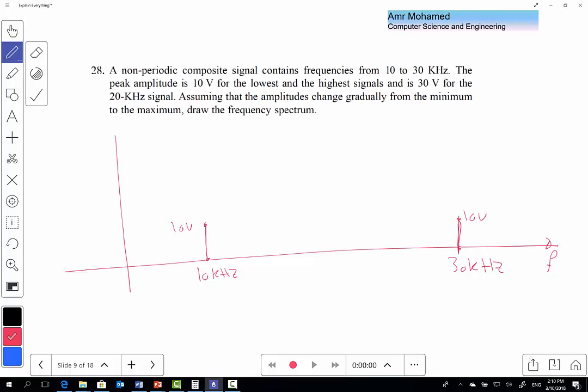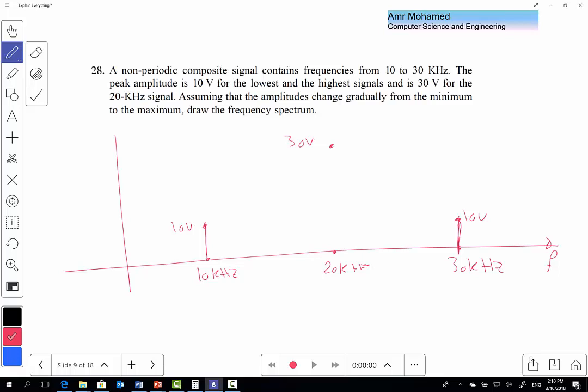And for the 20 kilohertz, which is in the middle, the amplitude is 30. So here it's 30 volt. So assuming that the amplitudes change gradually from minimum to maximum.